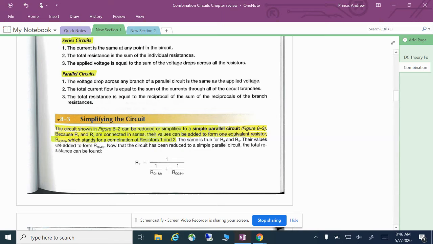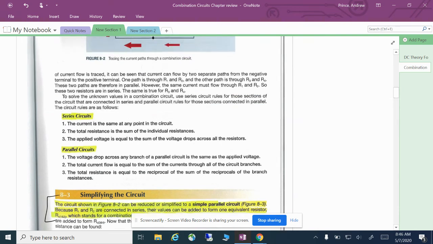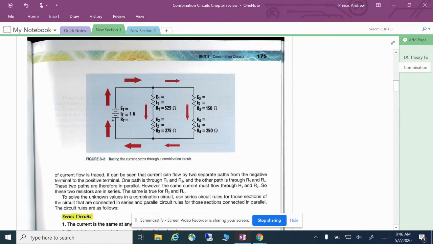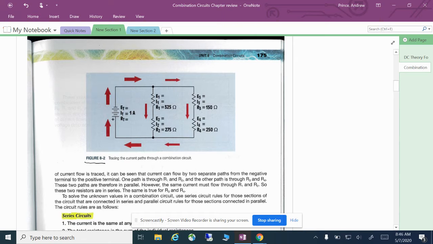Now, looking at this part right here, on the diagram, figure 8-2, it shows 4 different resistors. We're going to talk a little bit more about that, but just take a look at it here. You can see that these two are in series and these two are in series, and then those two series sets are in parallel with each other.